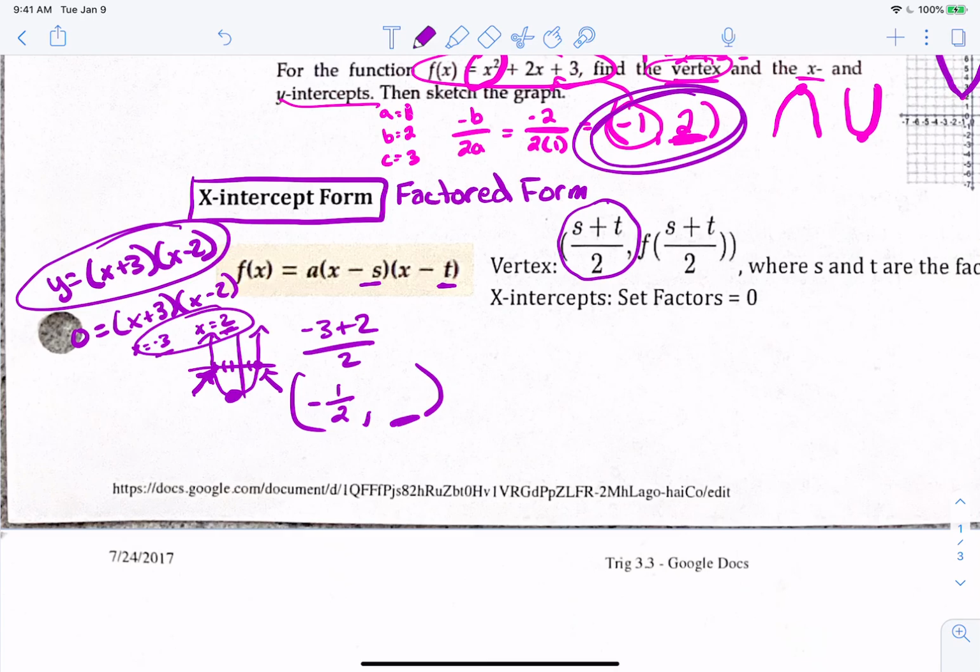Sure. Second one? Negative 1/2, comma, whatever you get when you plug it in. Plug what in? Plug negative 1/2 into the function. Okay. We'll do an actual example here in just a second.